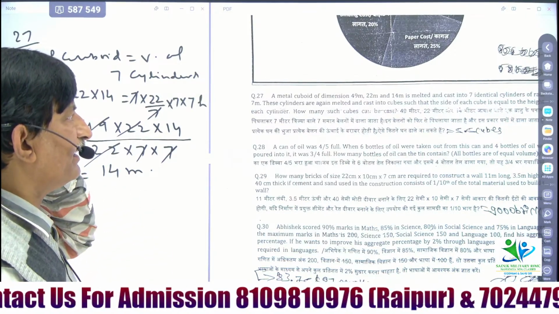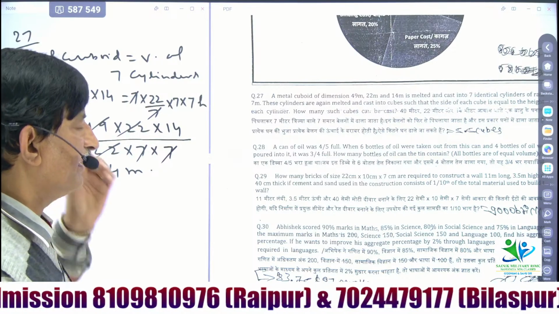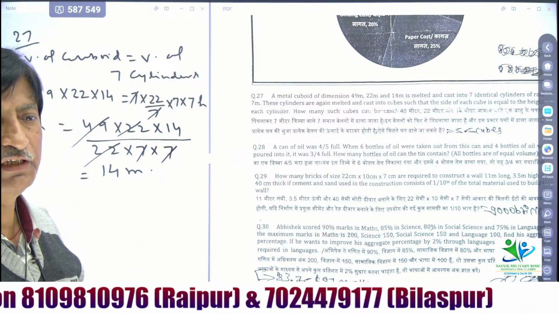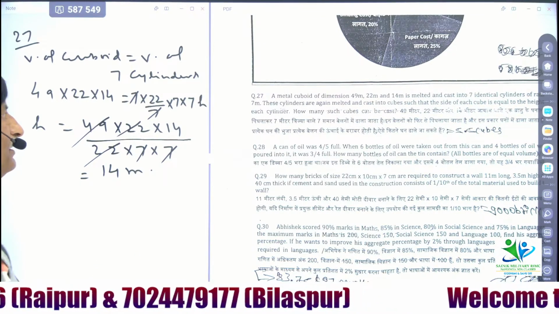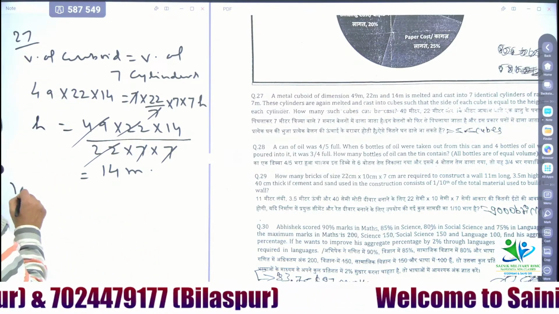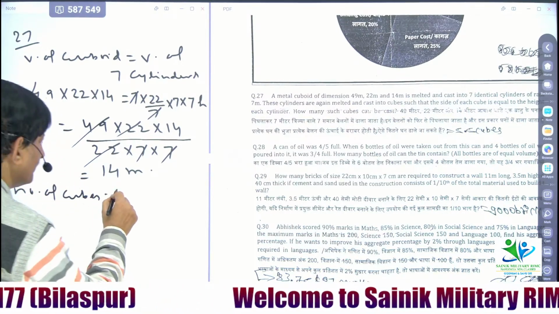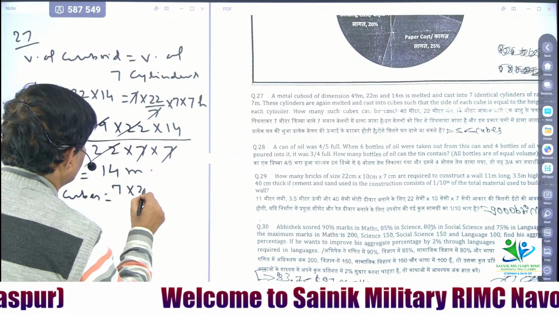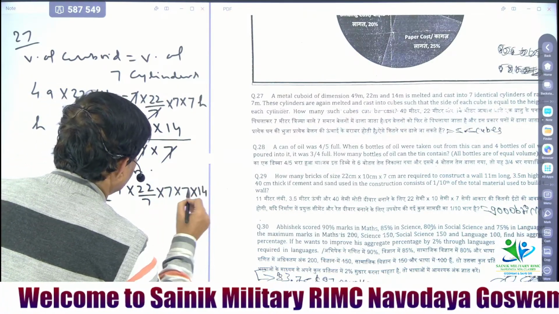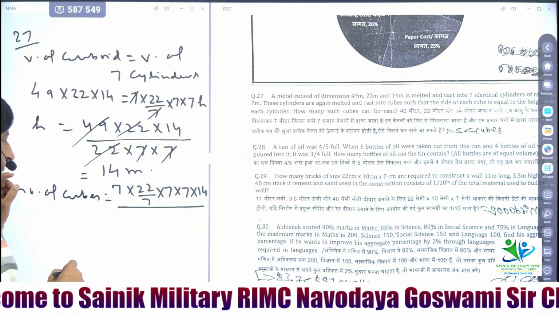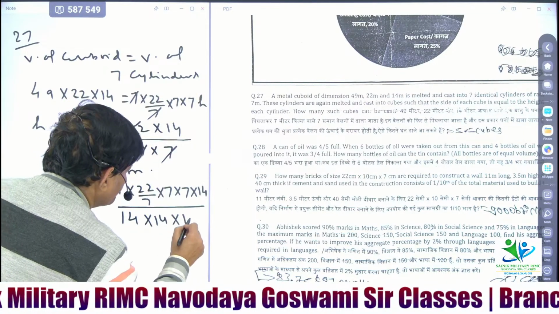Again it is given that this cylinder is again melted, and how many cubes can be cast if one side of the cube is equal to height of the cylinder. Here height of the cylinder is 14. So now number of cubes is equal to volume of 7 cylinders, that is 7 into 22 by 7 into 7 into 7 into height 14, divided by volume of 1 cube, that is 14 into 14 into 14.